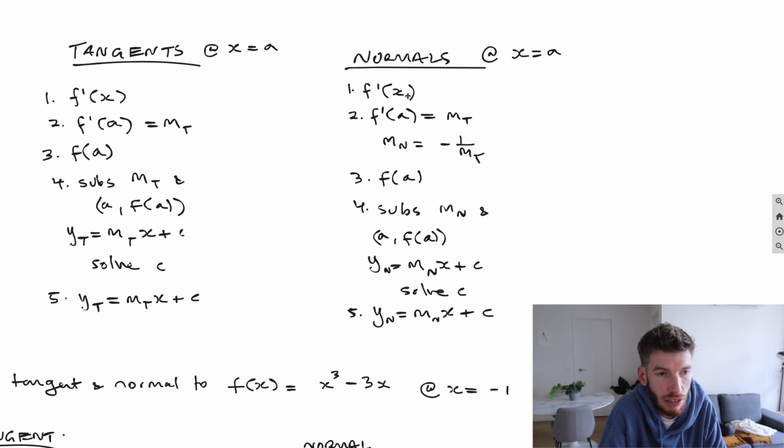You first get the derivative, you then sub in the x value to get the gradient of the tangent, mt, and then we know that the gradient of the normal is going to be the negative reciprocal, so -1 on that gradient. And then from there you can repeat the steps, but you'll be working with normal values now. So f of a will give you the y value of the coordinate, then substituting your gradient and the coordinate into the linear equation format, solve c, and then you can rebuild.